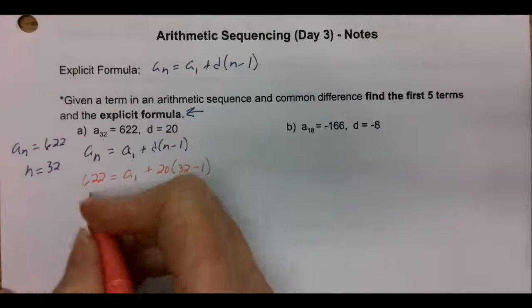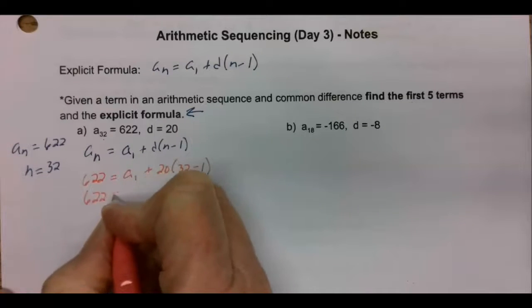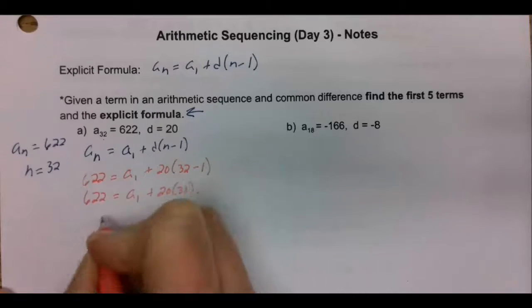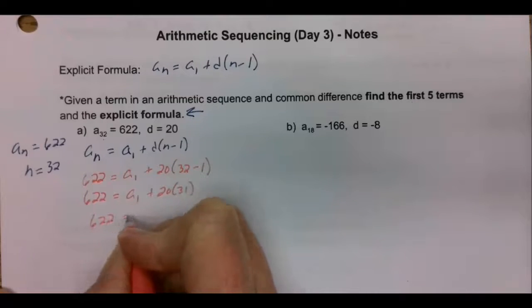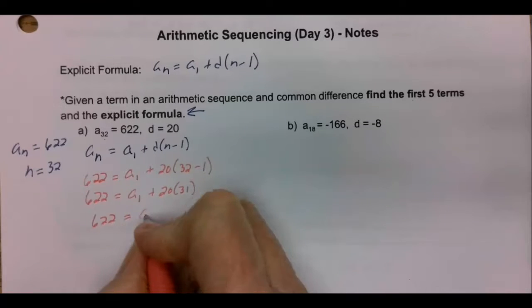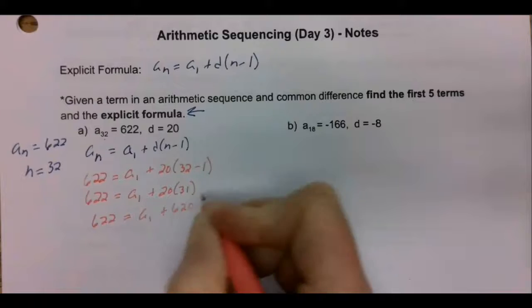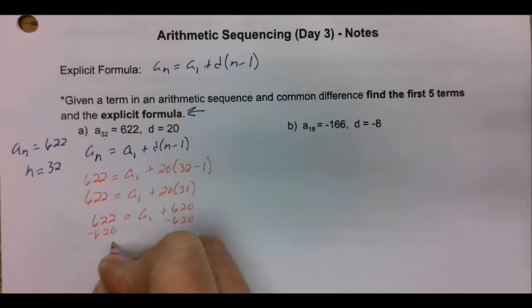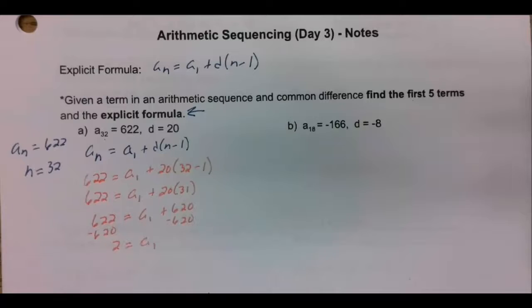Now we're just going to simplify and solve for a sub 1. 20 times 31 is 620. We're going to subtract 620 from both sides, and we get 2 is equal to a sub 1. Okay? That is our first term. So our first term is 2.